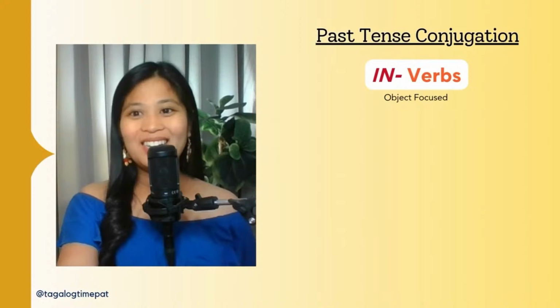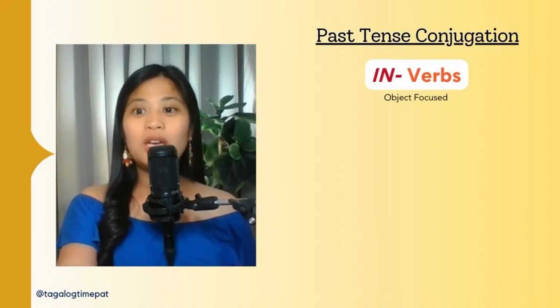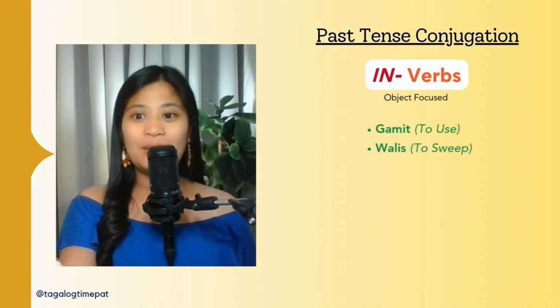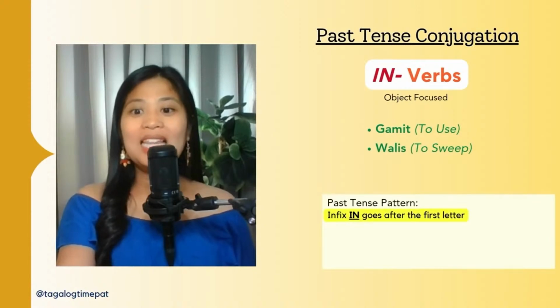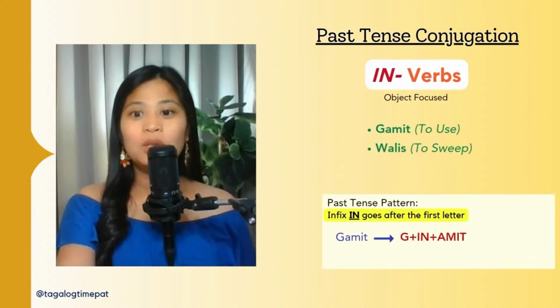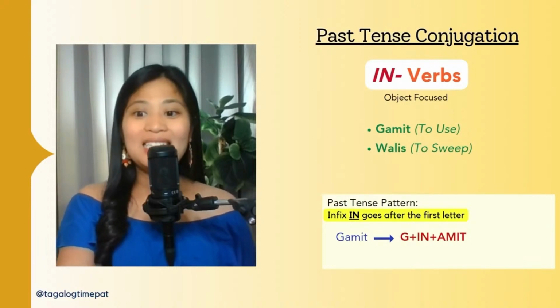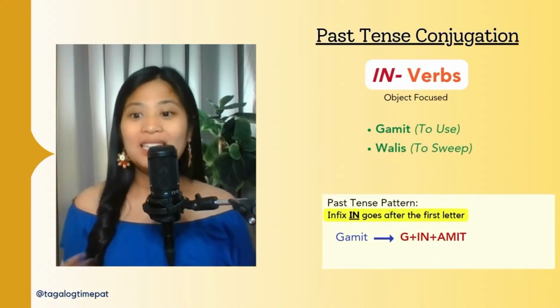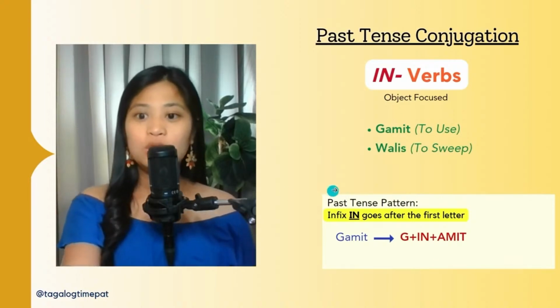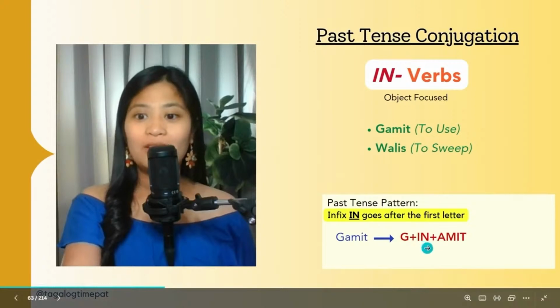All right, so let's take a look at verbs. These are usually object focused and here are some examples. Gamit means to use. Walis means to sweep. In the past tense, the infix in goes after the first letter. So gamit, to use, in the past tense is ginamit. Ginamit ko, I used something. Ginamit. So you can see in just goes after the first letter.